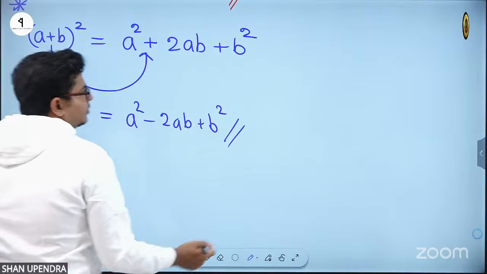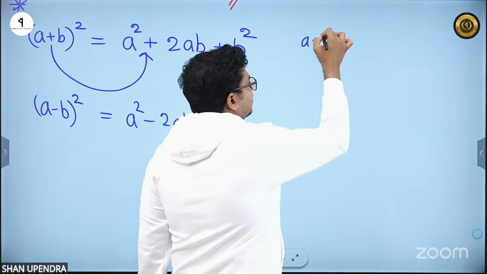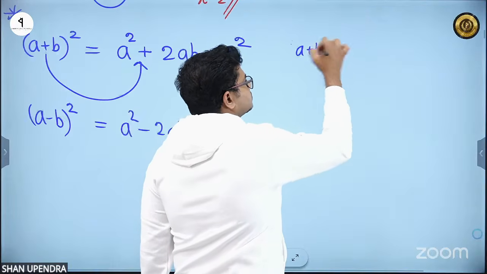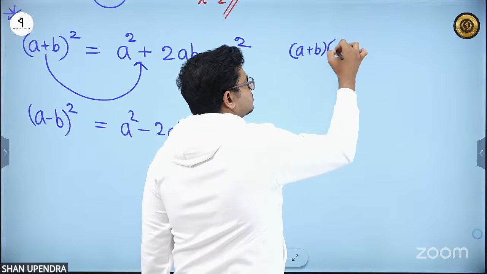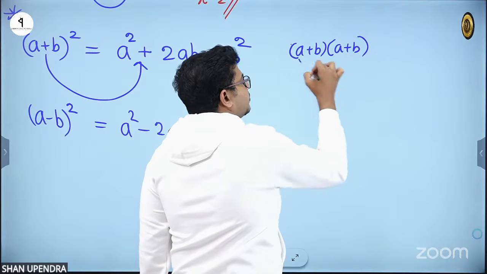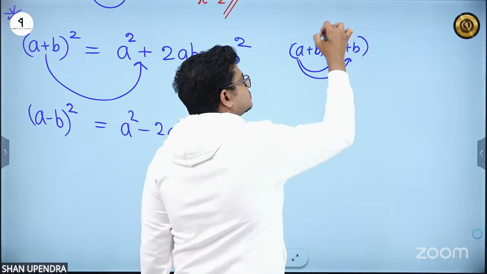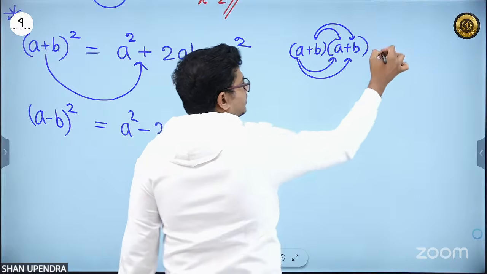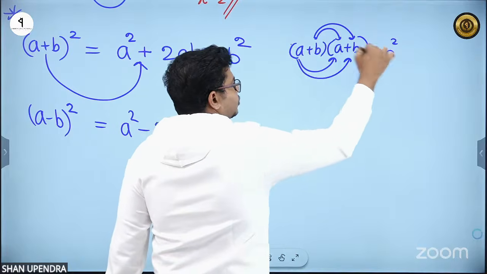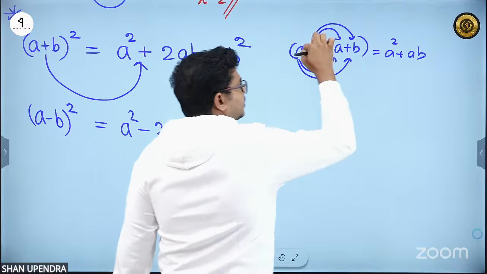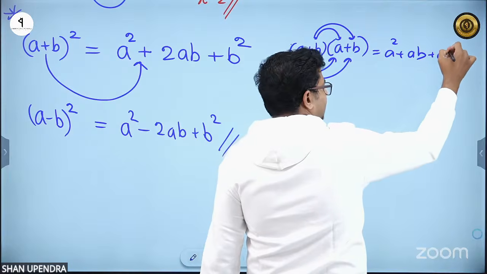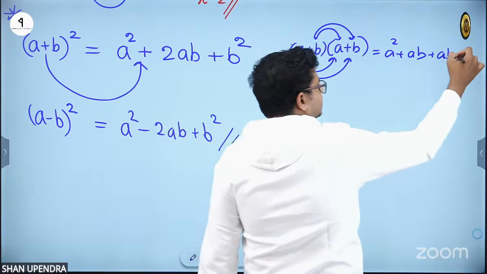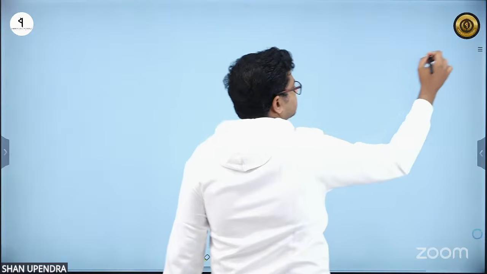Okay, deriving this is not a big thing. You can take a plus b into a plus b. Then you can multiply separately. Then you can take a into a, a squared, a into b, ab, b into a, again ab, then b into b, b squared.